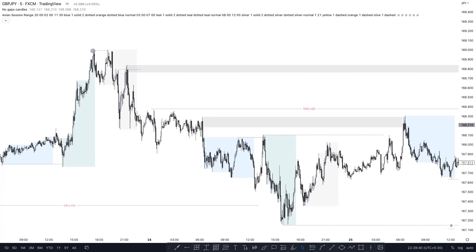For the session indicator, okay, I'm using this tool today. You can also use it. You can use any tool.